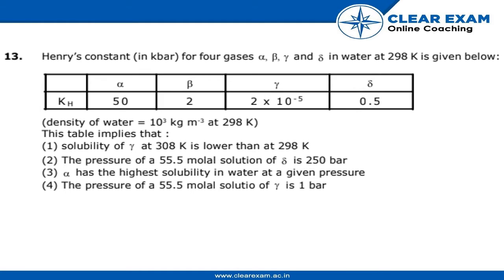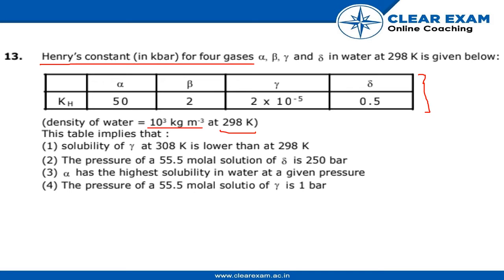We are given the Henry's constant for four gases alpha, beta, gamma and delta in water at 298 Kelvin. The Kh for alpha is 50, for beta it's 2, for gamma it's 2 into 10 to the power minus 5 and for delta is 0.5. The density of water is to be taken as 10 to the power 3 kg m to the power minus 3 at 298 Kelvin. We need to find out what this above table implies.